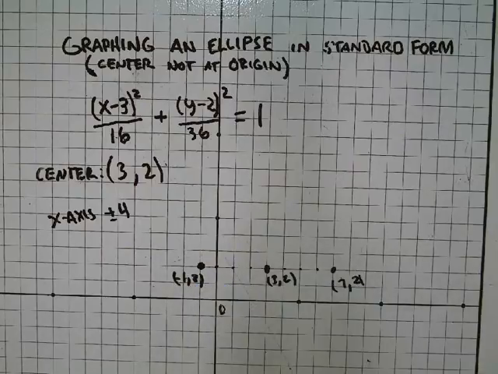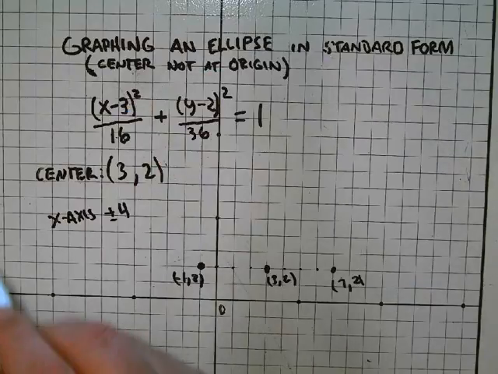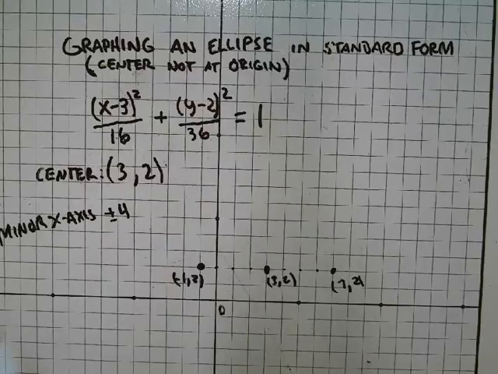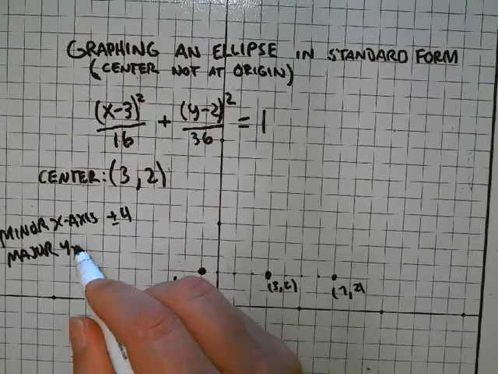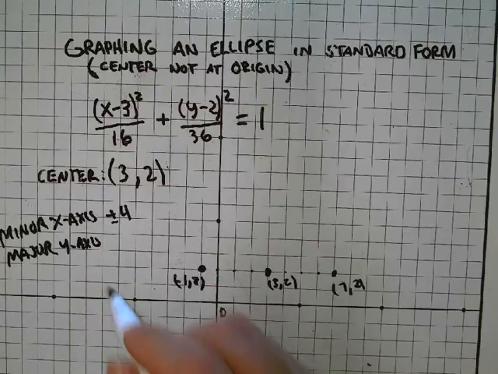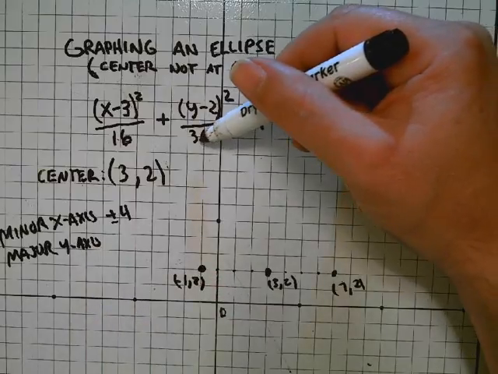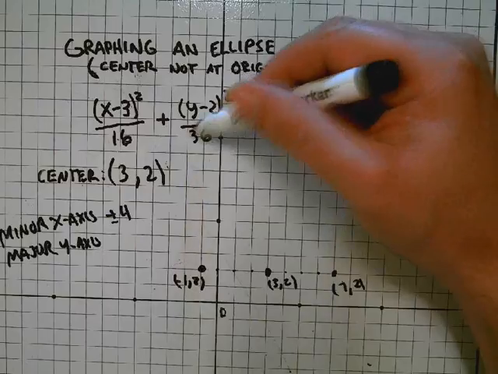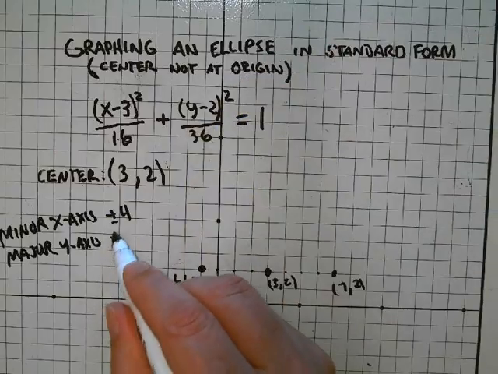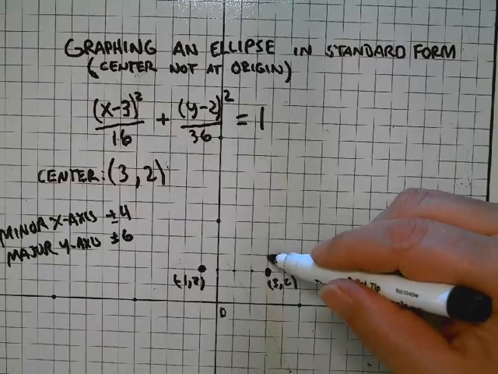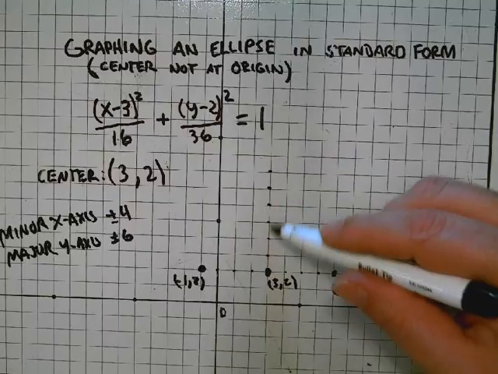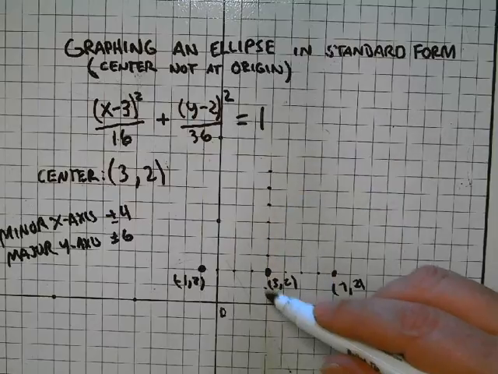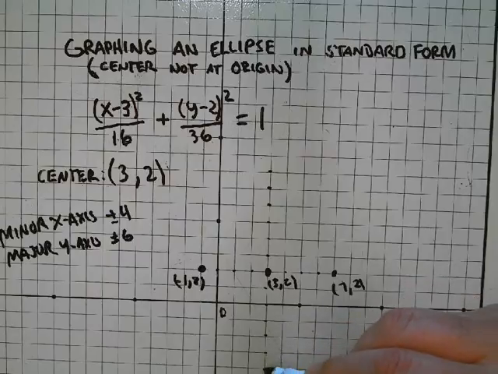Okay, now this one's smaller, the x is smaller, so that's the minor axis, and it's on the x. The major is on the y-axis, and we're going to go up and down 6 units. Square root of 36 is 6, so it'll be plus or minus 6. So 1, 2, 3, 4, 5, 6. Make sure I didn't lose count. And 1, 2, 3, 4, 5, 6 right here.